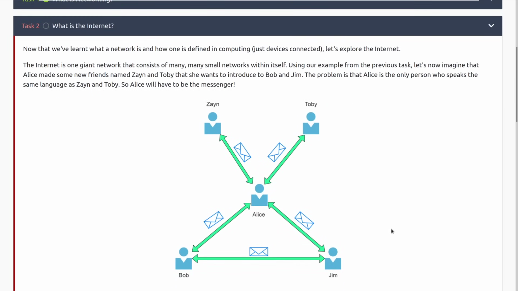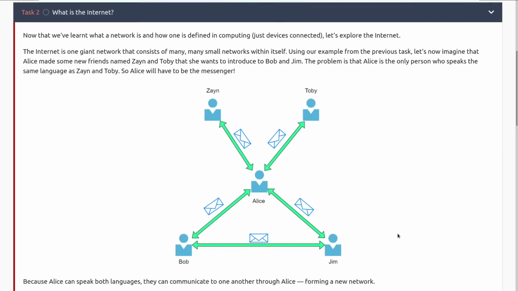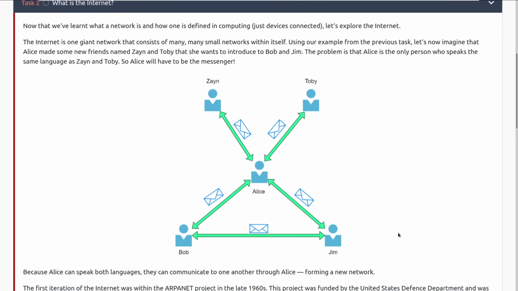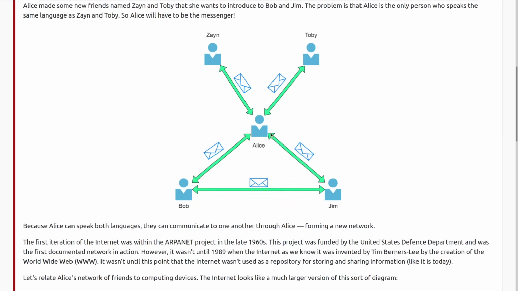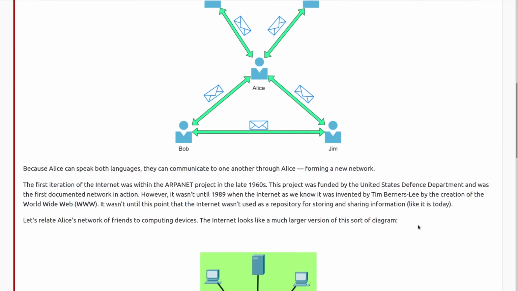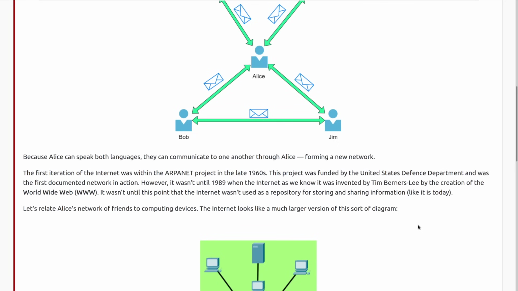Using our example from the previous task, let's now imagine that Alice made some new friends named Zane and Toby that she wants to introduce to Bob and Jim. This is starting to sound like an Office reference. The problem is that Alice is the only person who speaks the same language as Zane and Toby, so Alice will have to be the messenger. You can see that Alice is here in the middle where she's the messenger for these two. Because Alice can speak both languages, they can communicate with one another through Alice, forming a new network.